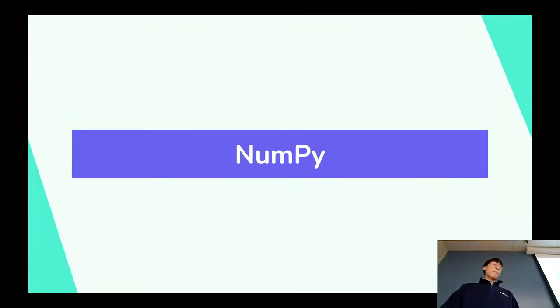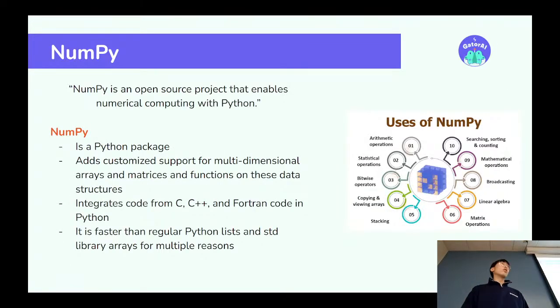Next is NumPy. You guys probably have heard of NumPy. It's one of the more popular Python projects. It's an open source project that enables numerical computing with Python. The biggest thing about NumPy is it implements a specific data structure called the ND array. And essentially it's an optimized array.